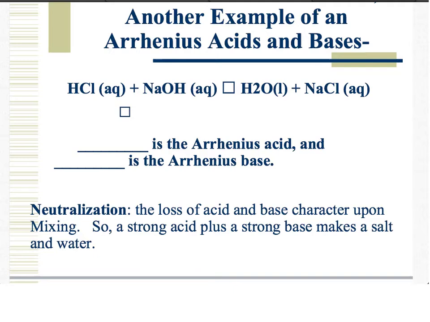Okay, another example here. HCl plus NaOH makes water and NaCl. The example here of the Arrhenius acid is HCl, and the Arrhenius base is NaOH.